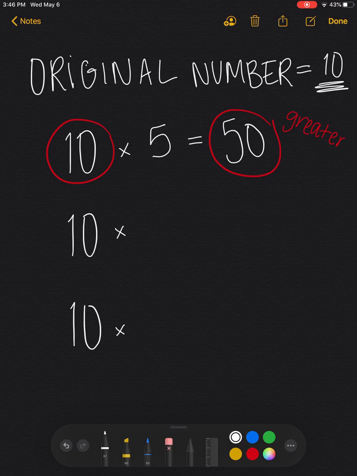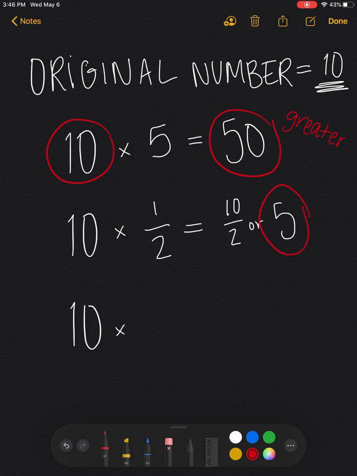Now, let's try multiplying 10 by a fraction, say 1/2. 10 times 1/2 is 10 halves, or 5. How does our answer compare to our original number? Is it greater than or less than? It is less than. So when we multiplied by a fraction, 1/2, we ended up with an answer that is less than our original number. Let's see if this works with different fractions.